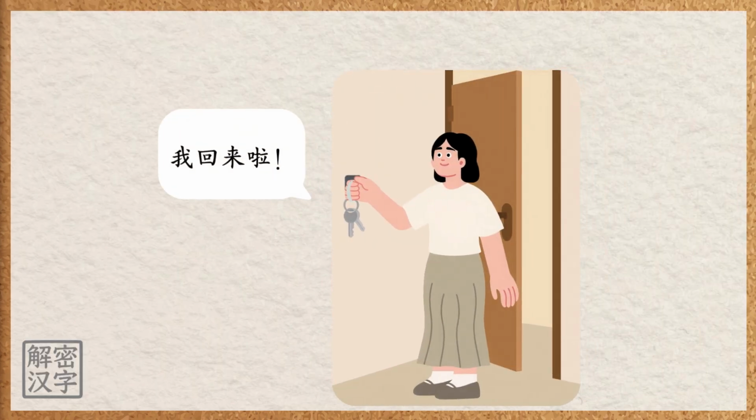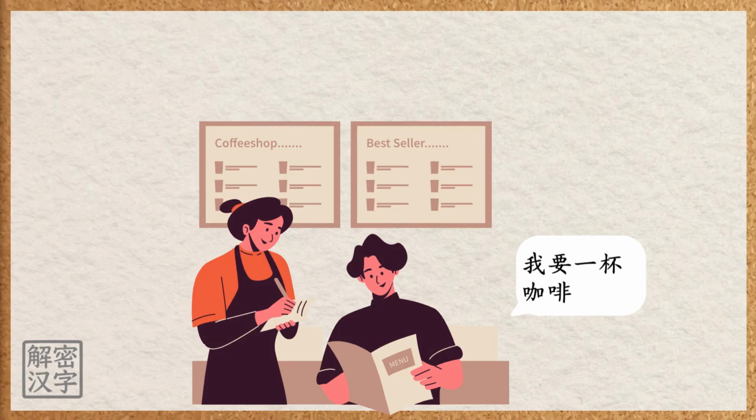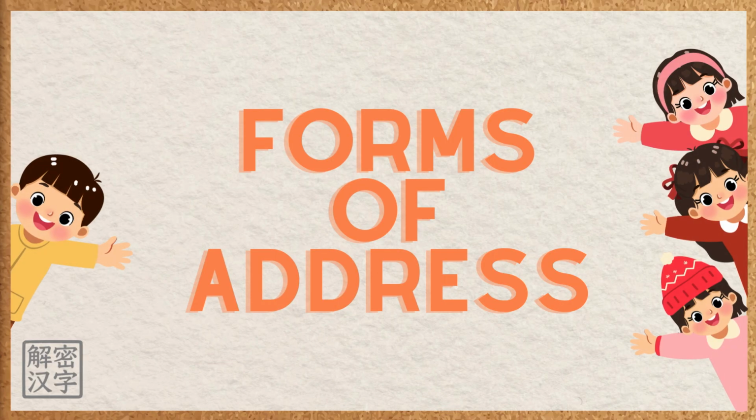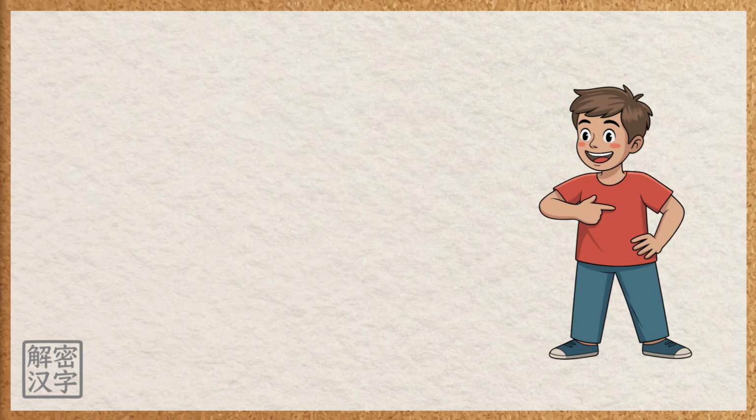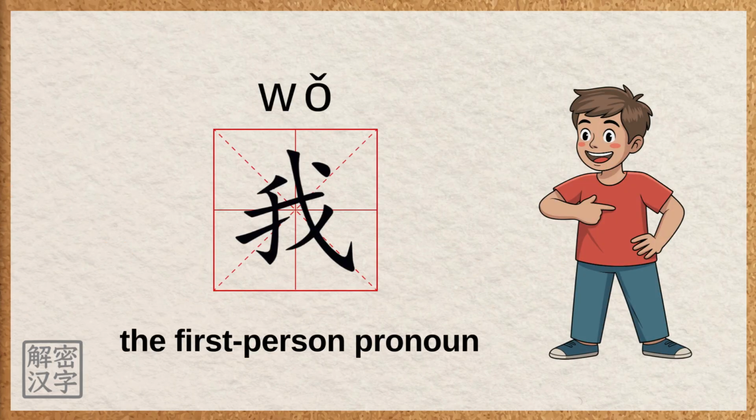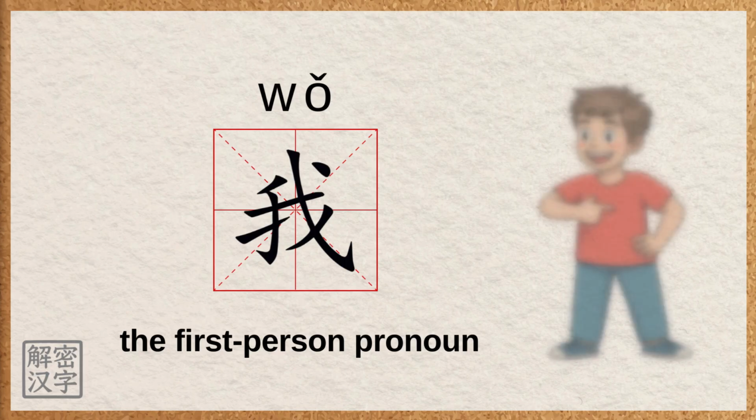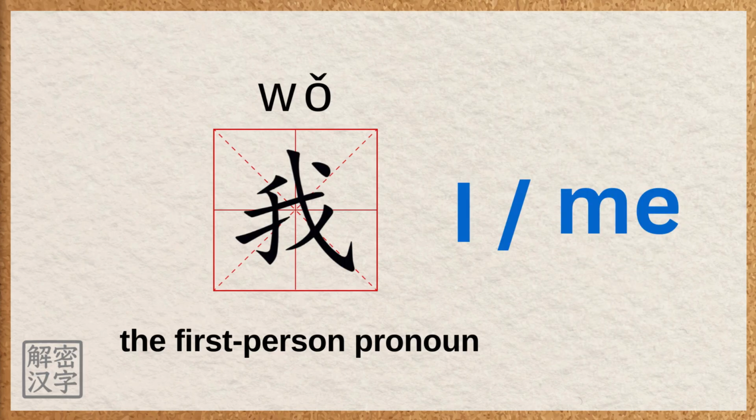Do you know how to address people in Chinese? Today, we're starting a brand new series, Forms of Address, and we're kicking off with the first-person pronoun everyone uses, 我. In Chinese, 我 is simply the word for I and me, and it's really easy to use.